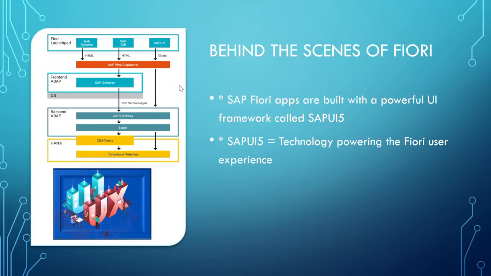This layer translates the UI requests and forwards them to the correct business logic. The third layer is the backend ABAP server. This is where the real magic happens. Here we will maintain business logic, calculations, and validations, all executed securely and effectively.